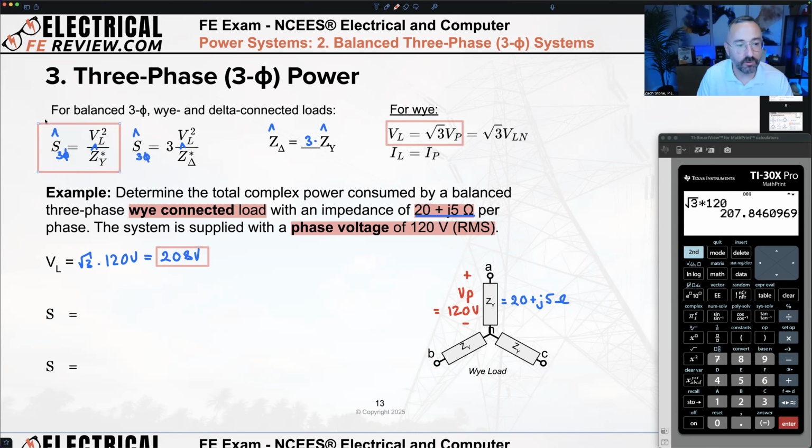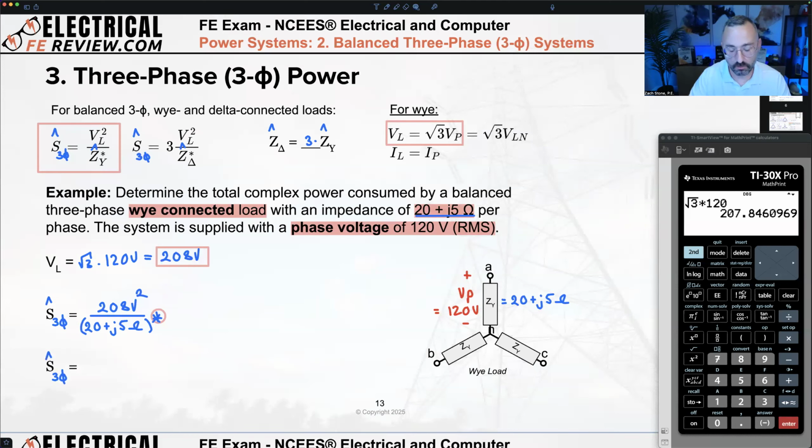Now I'm ready to use my formula for three-phase power for a Y connection using voltage and impedance. Three-phase complex power equals, we're going to take our line voltage, we're going to square it, we're going to take our complex impedance, and we're going to use the what? We're going to use the conjugate. All right, how much total complex three-phase power?